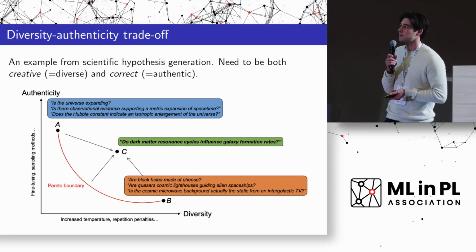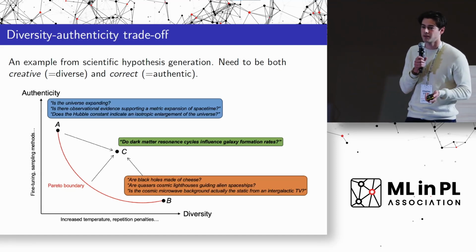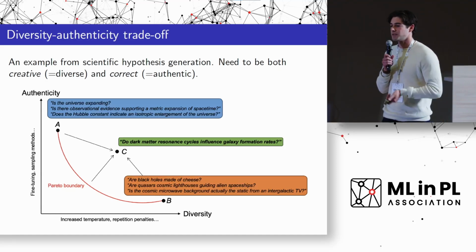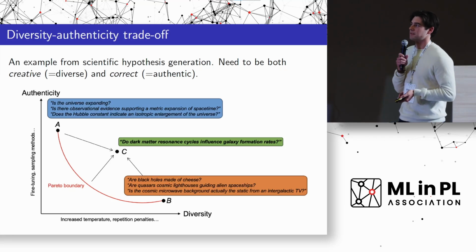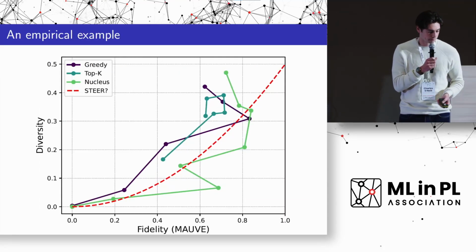We want to move from points like A and B to C, which is a plausible scientific hypothesis, but it's still creative. It's not in the training set. And so the question is, how do we move from A and B to C? Is there a way we can do this at inference time?